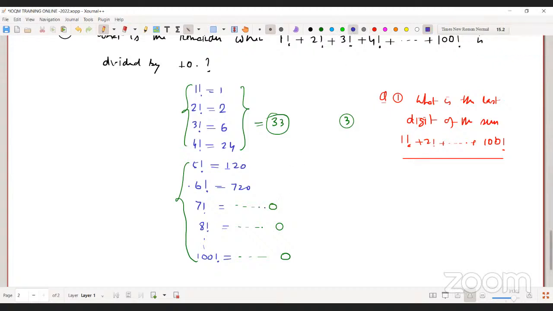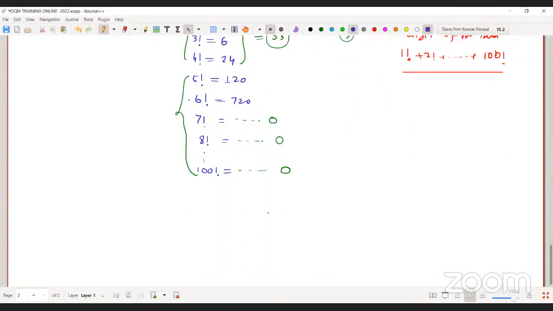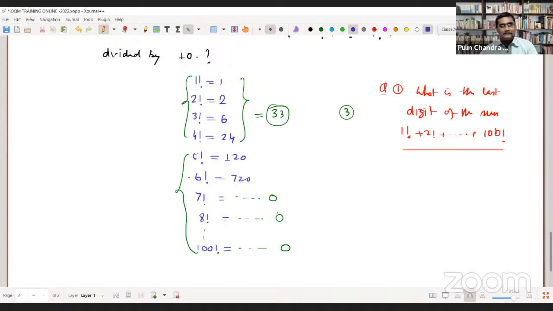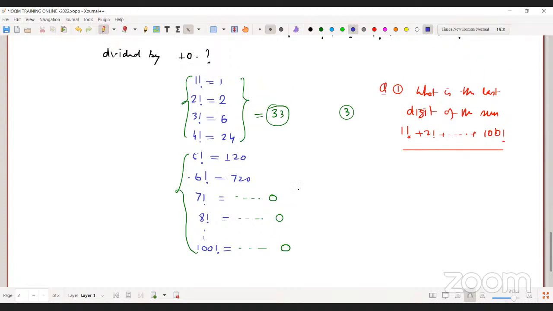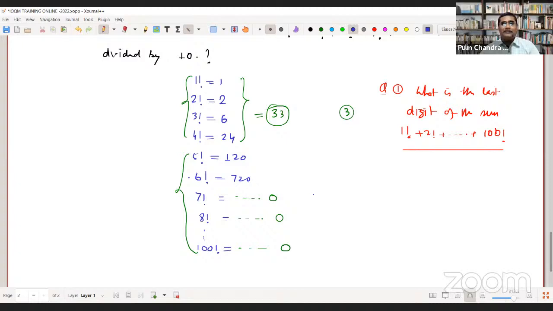Yes, sir. Sir, actually, I have a small question. Sir, instead of dividing by 10, if we put the value as divided by 7 or 6, then in that case, sir, what can we do? What can you do? Can you think?